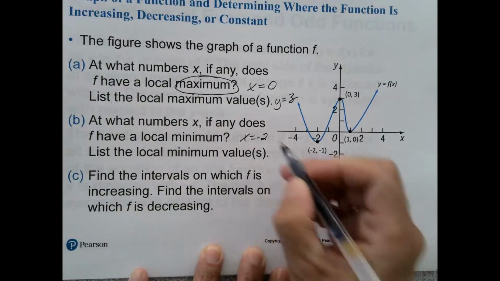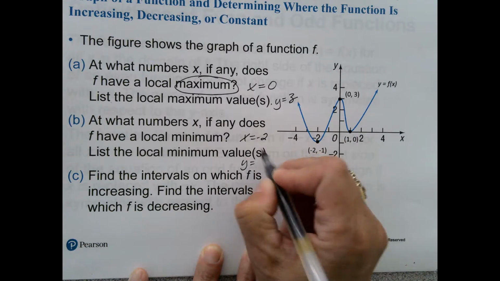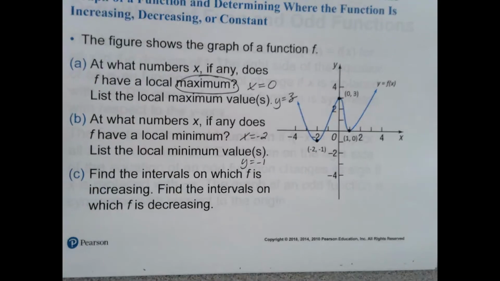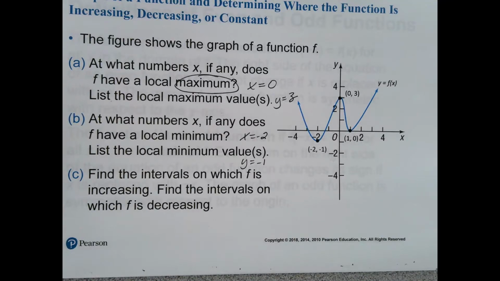List the local minimum values. The y value that's associated with negative 2 is a negative 1. So one local min, or relative min, occurs at x equals negative 2 with a value of negative 1.